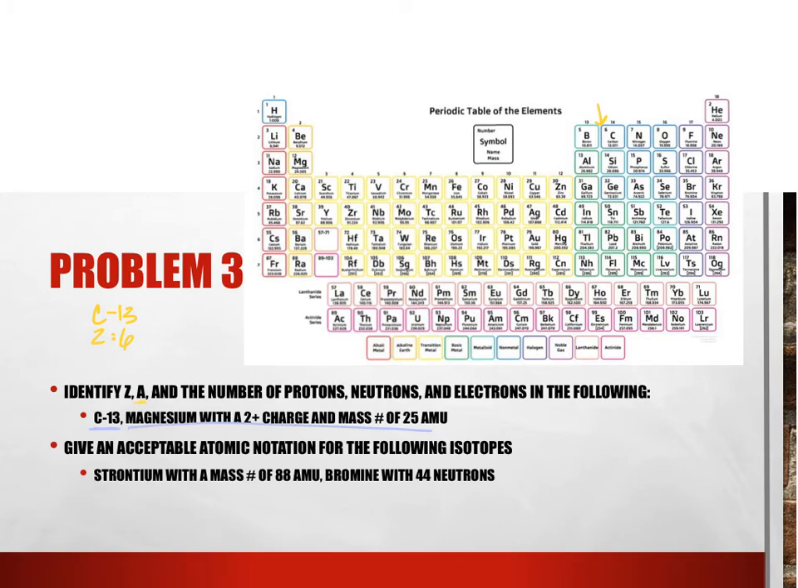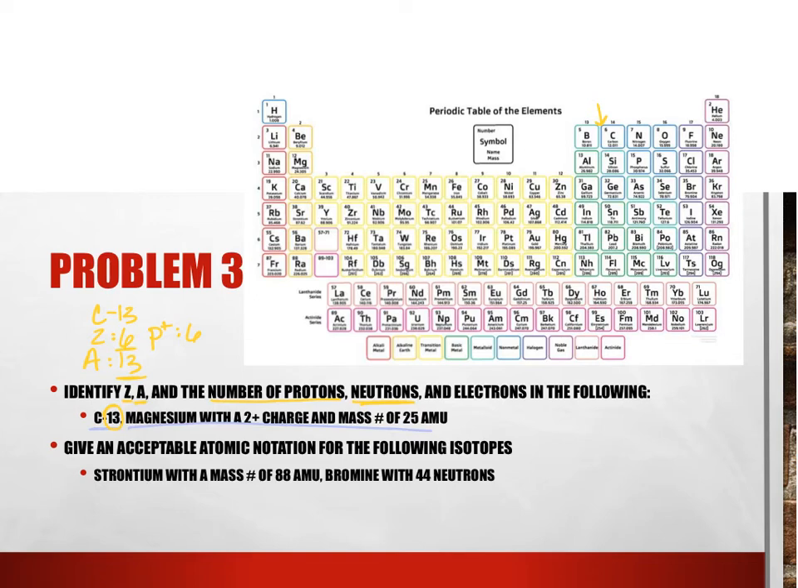Okay, A is the mass number. Well, the mass number is not found specifically on the periodic table. It is the one listed right here. So 13 is the mass number. It's the number of protons and neutrons together. So I'll put A is equal to 13. Okay, so we did Z, we did A, and then the next is to identify the number of protons. Well, that's the same as the Z, so we're going to say the number of protons is 6. The number of neutrons, that comes from this piece of information, which is A, and Z.